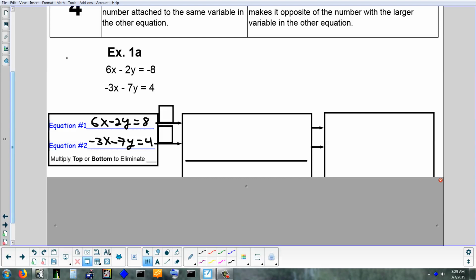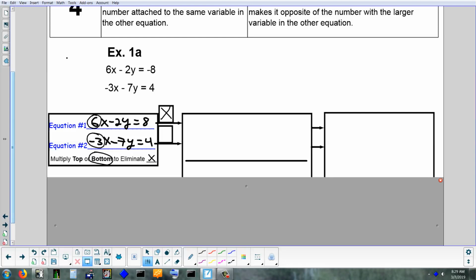Which one? Yeah, we're going to multiply the bottom. You don't have to tell me by what yet, but what letters are we going to work with? Because we can make the numbers in front of them opposites. We're going to try to eliminate the x's. So we're not going to multiply the top equation. We want to multiply the bottom equation by a number to make this and this opposites.